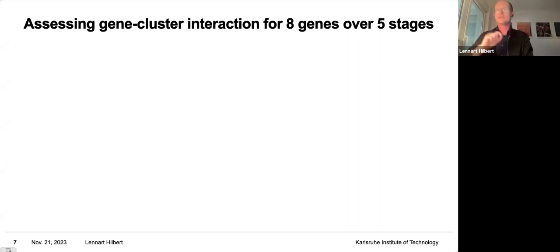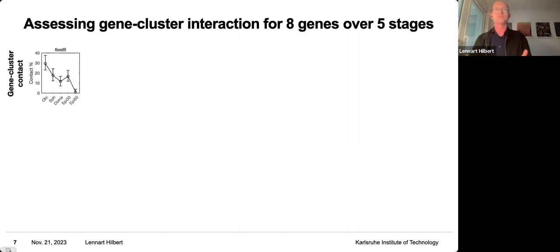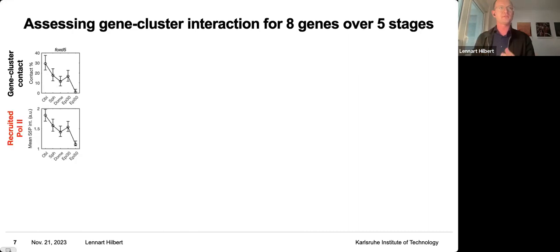We now deploy the same imaging and labeling approach as we have deployed before, but for 8 genes over these 5 consecutive stages. So what we find here is for a couple of example genes I will first illustrate and explain. We can quantify over the 5 stages how the contact frequency of the gene coming to the cluster and touching it, coming close in the images, changes over development. You can, for example, see that the gene FOXD5 here, over the 5 consecutive stages, loses contact quite dramatically. This is associated with a loss of recruited Pol II at the location of the gene.